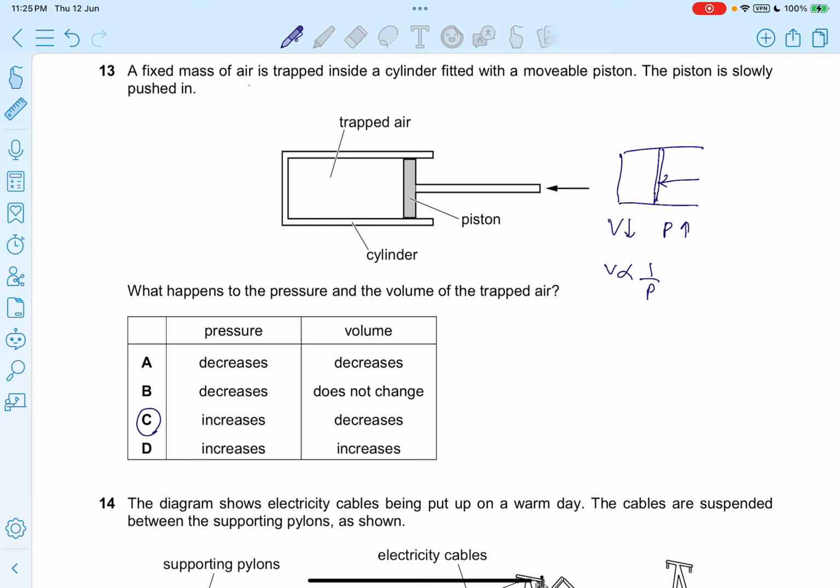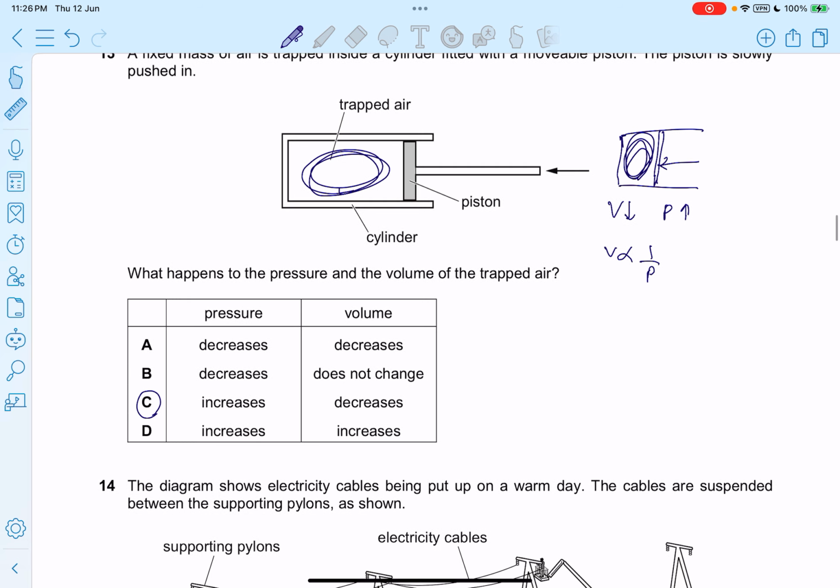13. A fixed mass of air is trapped inside a cylinder fitted with a movable piston. The piston is slowly pushed in. So this part is going to move to the left. After some time, it should become like the picture that I drew here. What happens to the pressure and the volume of the trapped air? So we want to know what happens here, from before to after.